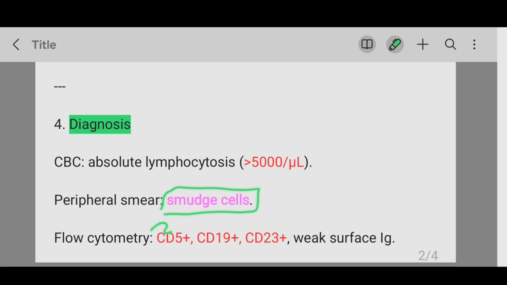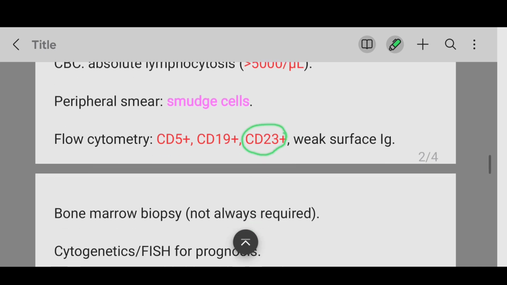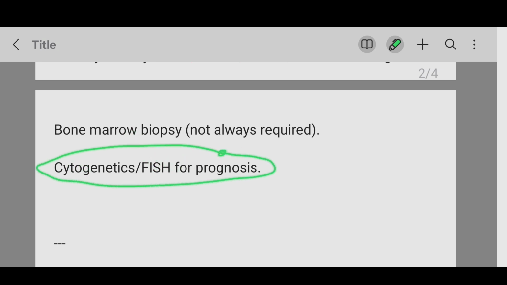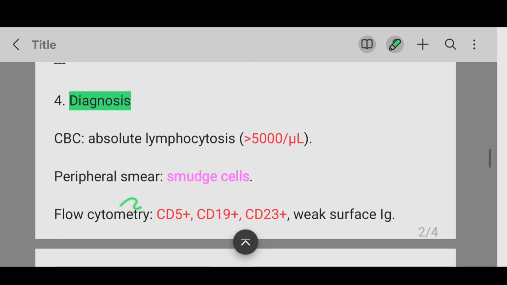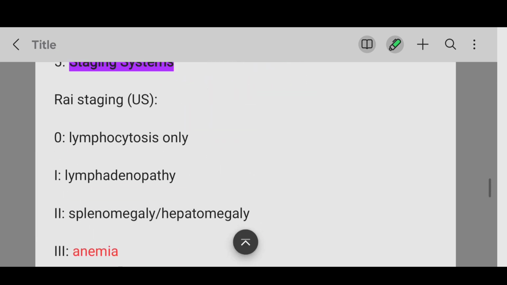Flow cytometry tells us about CD5 positivity, CD19 positivity and CD23 positivity. Bone marrow biopsy is not always required and it is mostly not needed. Some other techniques like cytogenetics and FISH analysis are also done for prognosis. But the important one is flow cytometry that identifies CD5 positive, CD19 positive and CD23 positive.